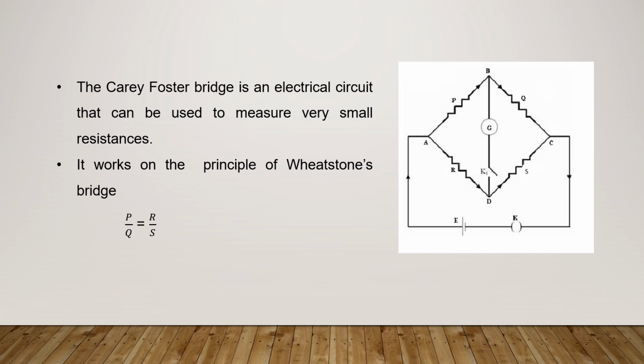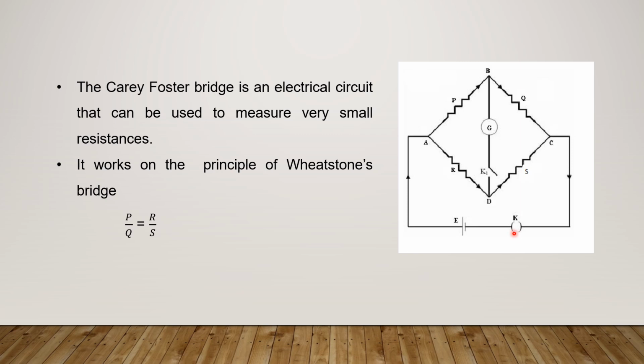It is an electrical circuit that can be used to measure very small resistances. It works on the principle of Wheatstone's bridge. It consists of 4 resistances P, Q, R and S that are connected to each other as shown in the figure. In this circuit, G is the galvanometer and E is an accumulator and K1, K are the 2 keys.